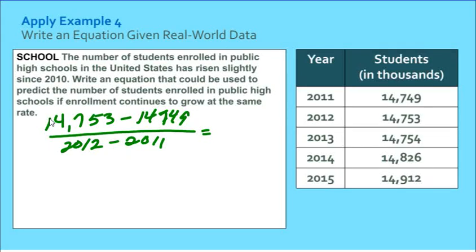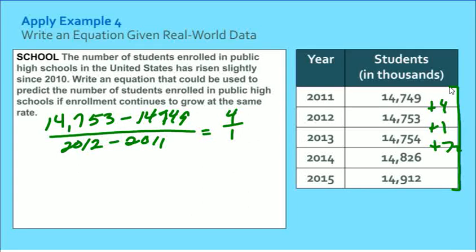So we take that 14,753 minus 14,749, and we get 4 all over 1. So according to this, we would have a slope of 4, but you can tell from the table here that they don't just increase by 4 students each time. This just increased by 4, then this increased by 1, and this increased by a lot more. So 826 minus 754, that's an increase of 72, and then it increased by even more for the next year.